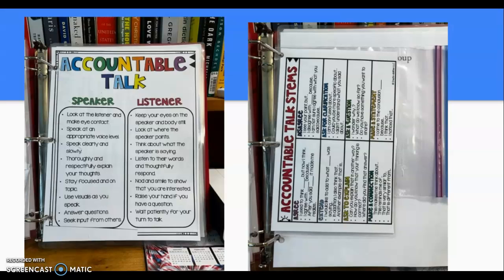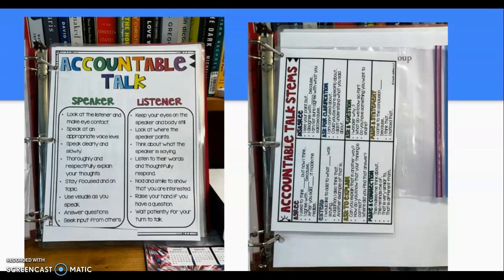On the next 2 pictures, we have accountable talk suggestions. So what should you do as a speaker in a group? So you should look at the listener and make eye contact, speak at an appropriate voice level, speak clearly and slowly. And then what should you do as a listener?